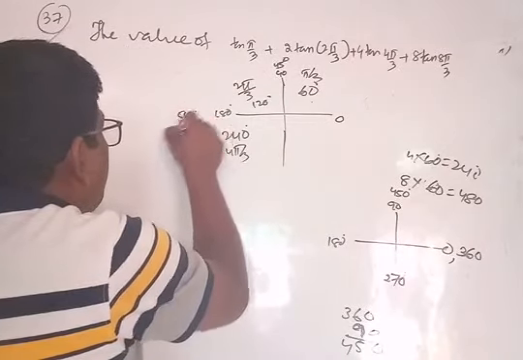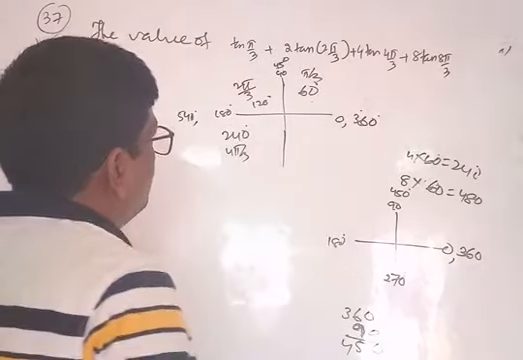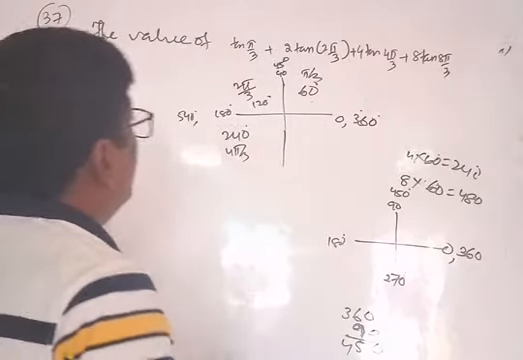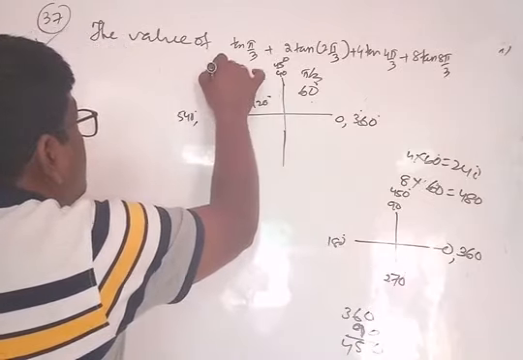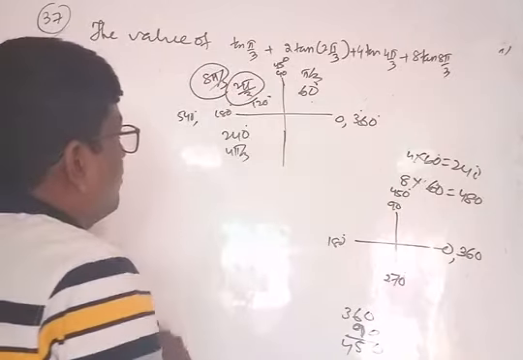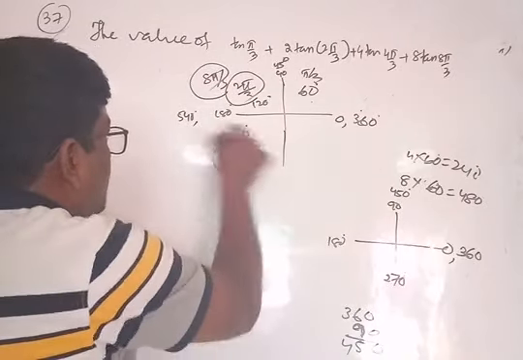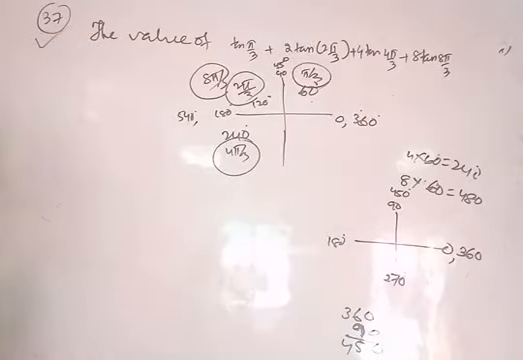Or 40 like this, and this is 0, 360 like this. So here 8 pi by 3 lies in the second quadrant, 2 pi by 3 lies in the second quadrant, 4 pi by 3 lies in the third quadrant, and pi by 3 lies in the first quadrant.